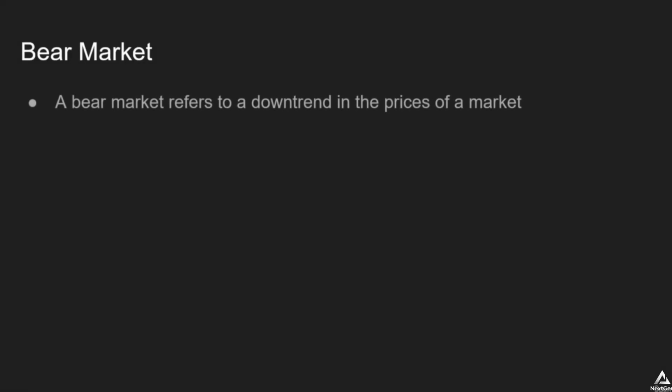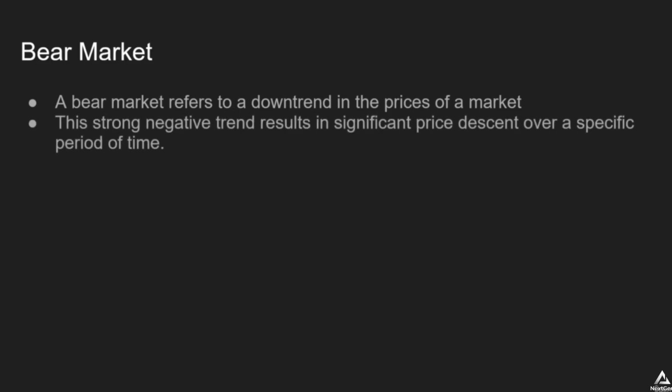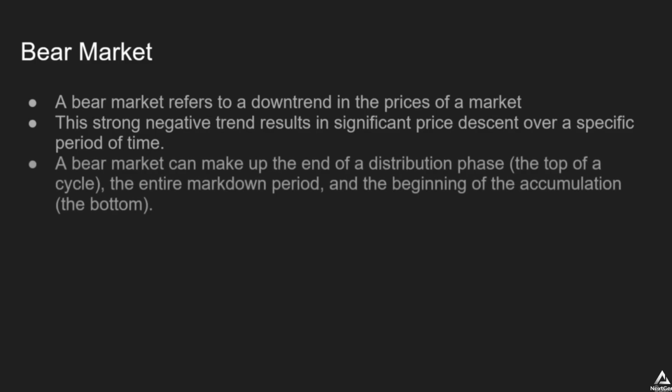Moving on to bear markets. So a bear market refers to a downtrend in the prices of a market. This strong negative trend results in significant price descent or decreases over a specific period of time. Now, a bear market can make up the end of a distribution phase, the top of a cycle, the entire markdown period, and the beginning of the accumulation, which is the bottom.